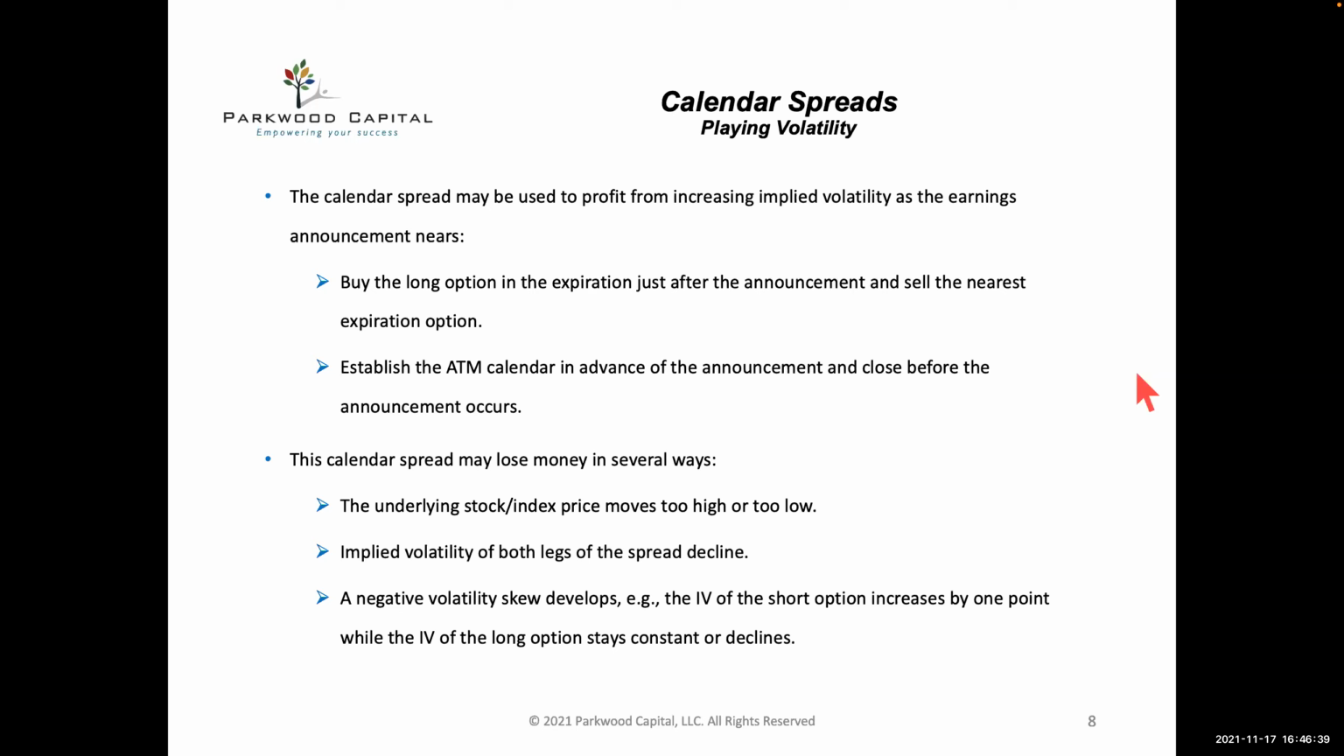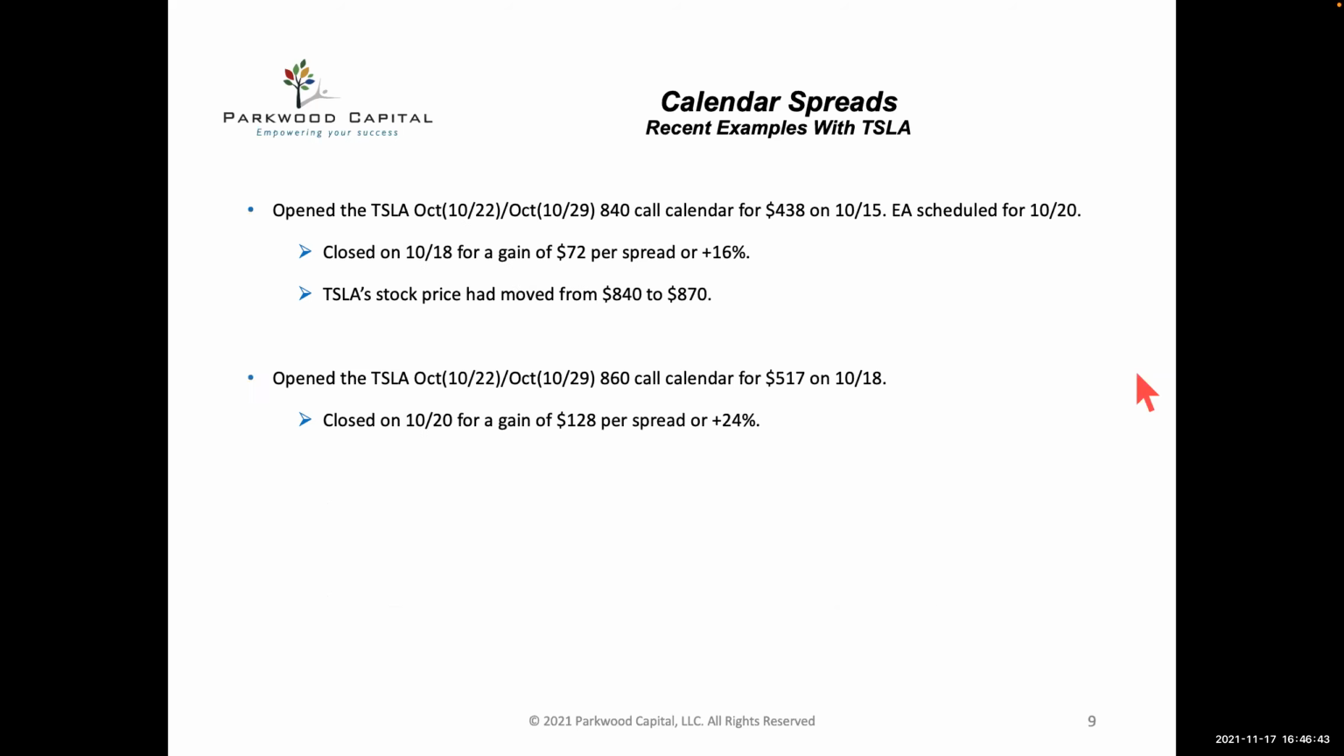Because once the announcement occurs, implied volatility collapses on all these options. Let me give you a couple of examples that we've done recently in our trading group. This one was with Tesla, which is a good stock for this kind of trade, because the implied volatility is just wild. It tends to be very high. Now, on the flip side, why is implied volatility high?